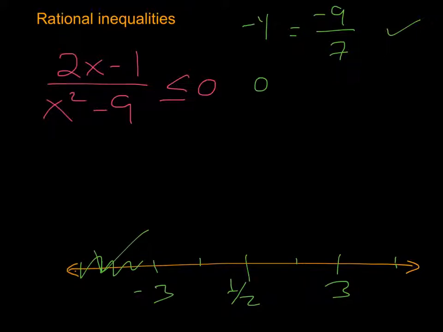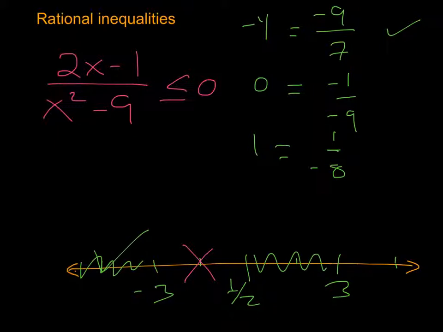If I pick 0 in this section right here, 0 is between positive 1/2 and negative 3. So if I pick 0, I'm going to end up getting negative 1 over negative 9, which is positive. So if I have a positive number, that does not satisfy it. Now we can pick a number in this next section, between 1/2 and 3. I'll pick 1. And again, you can pick any number you like. So if I pick 1, I'm going to get positive 1 over negative 8, and that is a negative number, so that satisfies my graph. So I'm going to highlight that part of the graph.